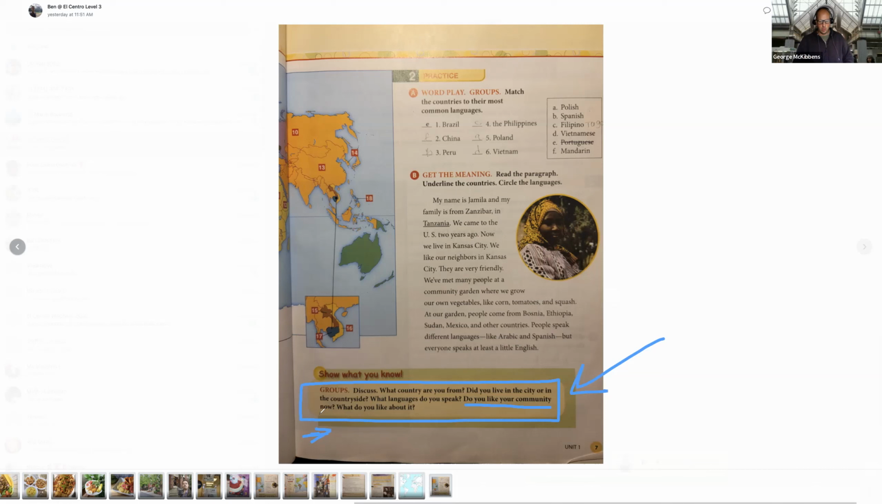Do you like your community now? What does that mean? The question is, do you like your community now? What's a community? Neighbor. Yeah, the people around you. Rosa, what's your answer to that? Do you like your neighborhood now? Yes, I like. Community? Yes. Good. I like my community now.